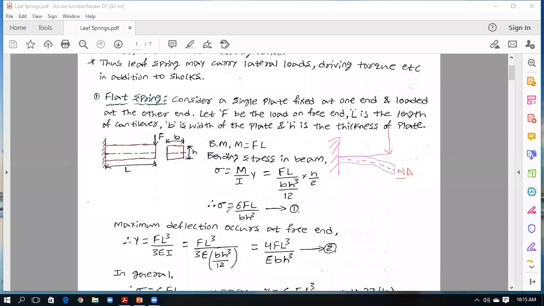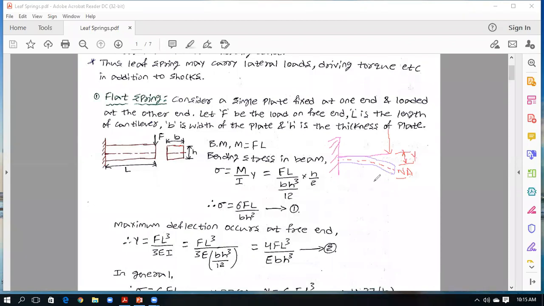From that, you have obtained the stress which can be induced in a flat spring. Call this as equation 1. Now, as you know, when the load acts on the structure, the maximum deflection will be at the free end. Here you can see that this is the maximum deflection. Whatever you are seeing, this is nothing but the maximum deflection, and that is denoted by y.